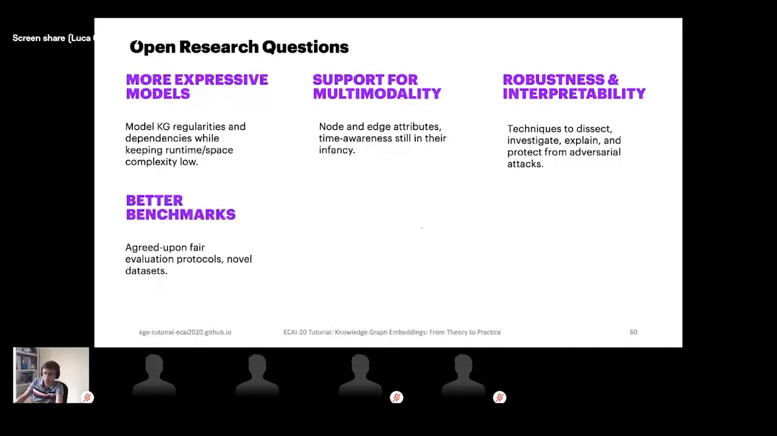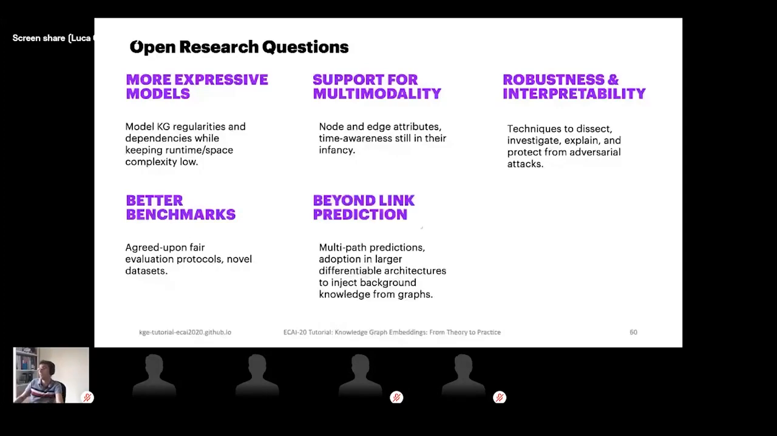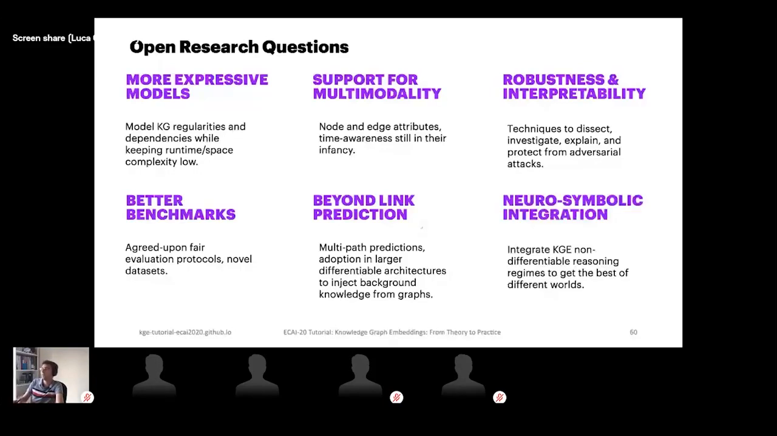Come up with better benchmarks, improve the evaluation protocol, which is currently used by the community, propose new data sets, and move, generally speaking, beyond link prediction, show how you can predict multi-path queries, use KGE to inject knowledge in larger architectures, and look at integration between symbolic reasoning and neural architecture. So we have lots of different aspects to consider. All right, that's about it.